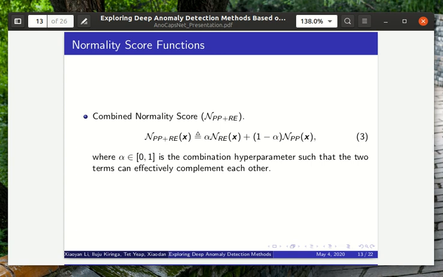Preliminary experience shows PP and RE normality score functions can complement each other naturally. These two normality score functions can be combined together. Therefore, the combined normality score function is defined and simply called PP plus RE. Alpha is a combination hyperparameter.